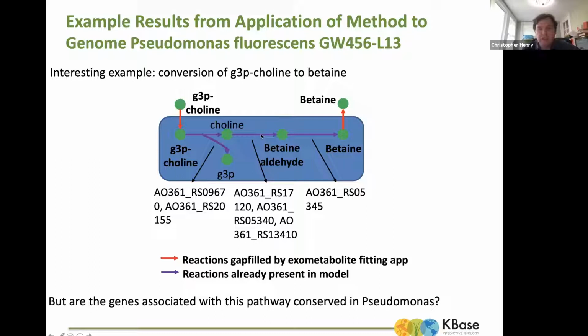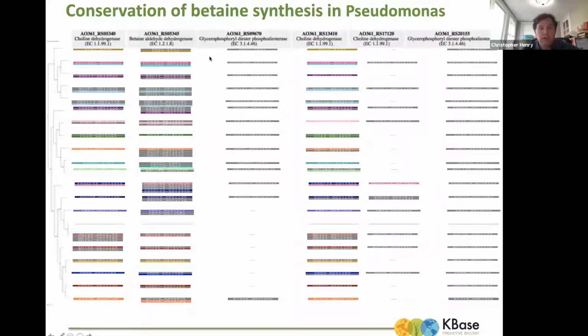So this activated this peripheral pathway, which happens to be an ecosystem service that Pseudomonas does, because betaine is an osmolyte that it needs for like biofilm formation. We can ask the question in KBase then, is this actually a conserved function in Pseudomonas? And we have a tool for doing that. And you can look at the genes involved in this G3P choline pathway.